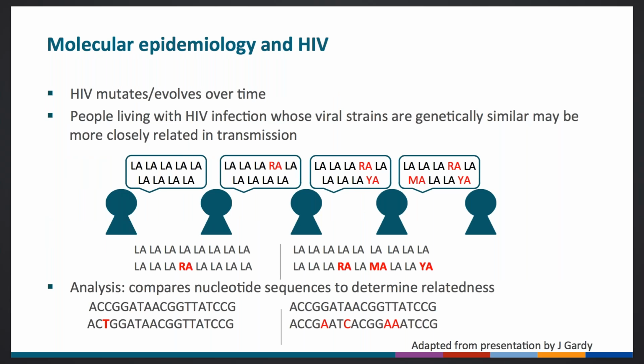So molecular epi and HIV, why can we even do this? Well, HIV mutates or evolves over time. And so people living with HIV infection whose viral strains are genetically similar may be more closely related in transmission.